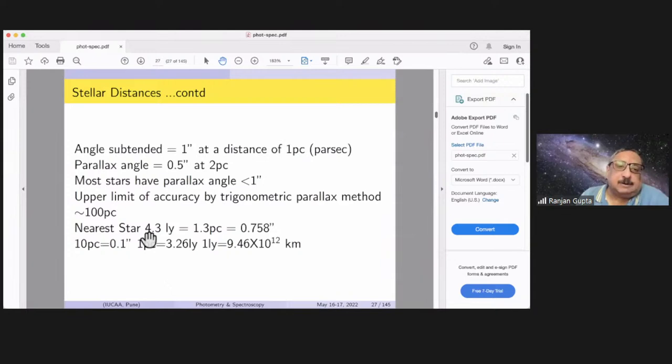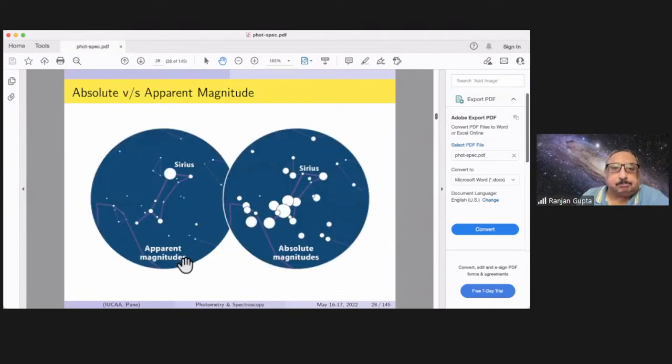Now, the nearest star, Alpha Centauri, is 4.3 light years, which is 1.3 parsec. This angle is already less than 1 arc second, about 0.7 or 0.8 arc second. This is just a quick conversion: 10 parsec is 0.1 arc second, 1 parsec is 3.26 light years, and 1 light year is almost 10 to the power 13 kilometers. This was clearly explained in the morning. The light from the Sun, even though it is not a light year away, takes 8 minutes.